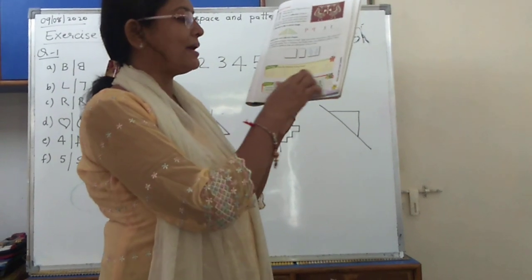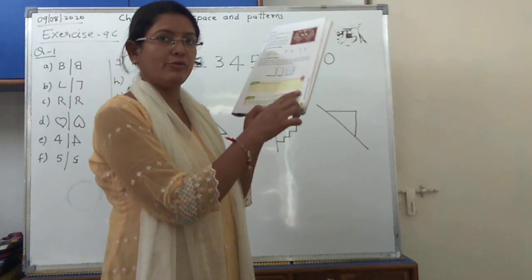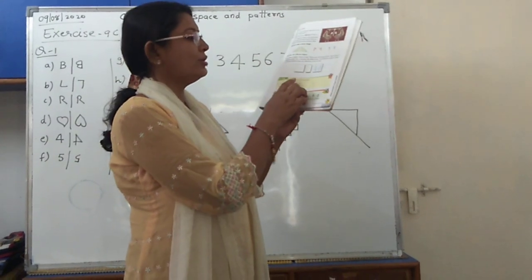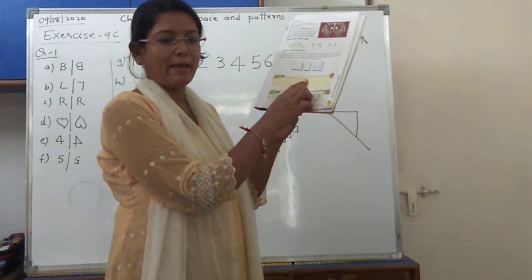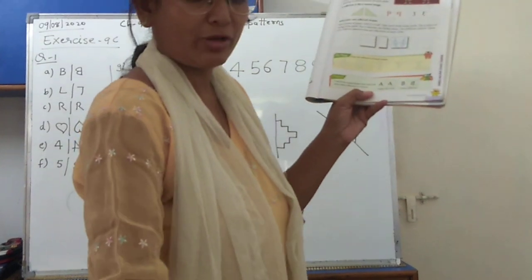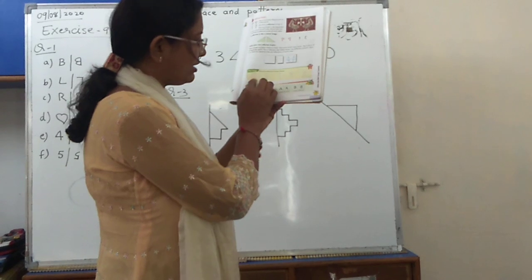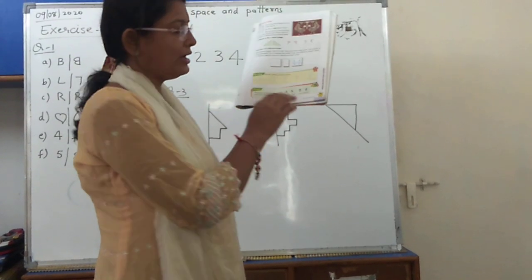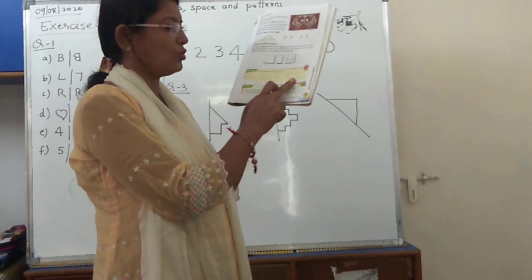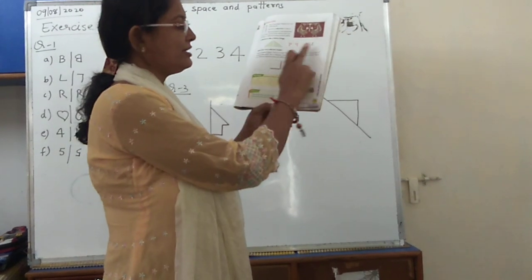Here some examples are given to you. You have to solve them by yourself. Draw the reflection of this shape. What will happen here? If you have to draw this shape, what will you do? You will draw here D will come, here the other part will come. Like that way you have to draw. Try this on your own, everyone. Reflection is like this way.